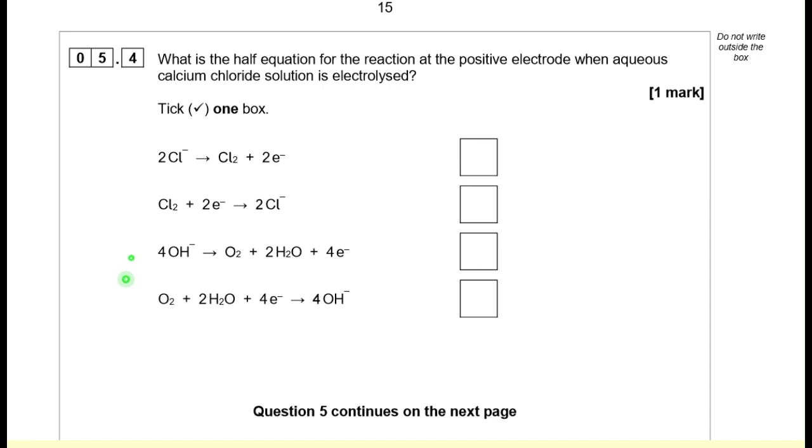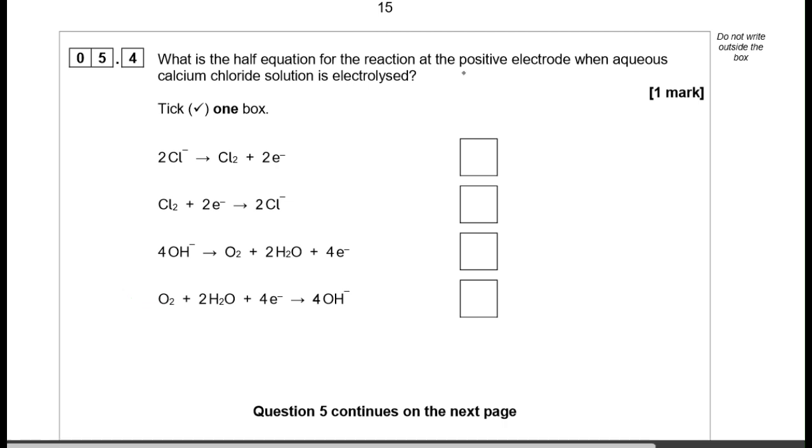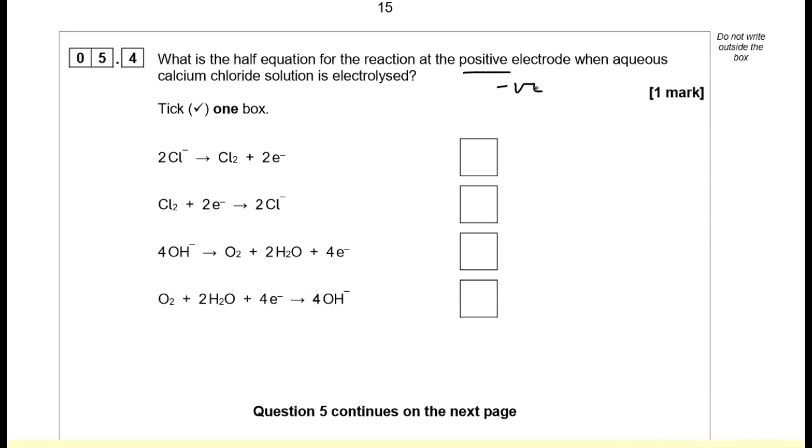4OH- goes to O2 plus 2H2O plus 4e-. O2 plus 2H2O plus 4e- goes to 4OH-. So this time we're looking for a reaction at the positive electrode. So negative ions must be attracted to the positive electrode and give up their electrons. If we look at the first one, 2Cl- is a negative, so that's okay. The next one, Cl2, is not a negative ion.